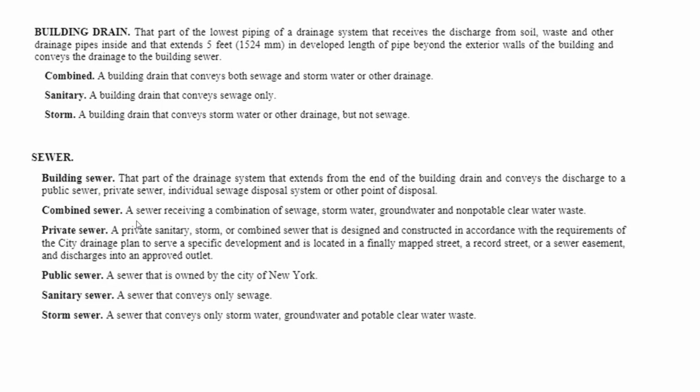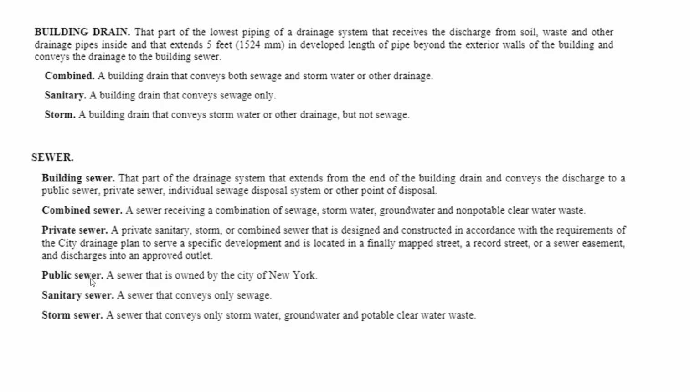Combined sewer is sewer receiving a combination of sewage, stormwater, groundwater, and non-potable clear water waste. The private sewer, which is basically just a sewer system that is not part of the city, it's their own private sewage system. I generally don't design anything dealing with this. This is kind of less common in New York City.